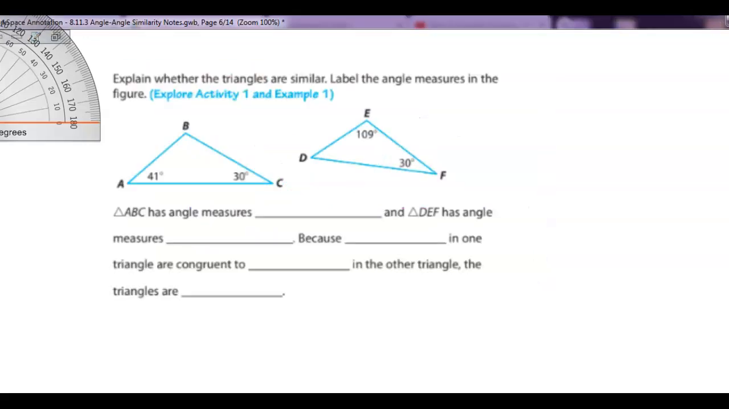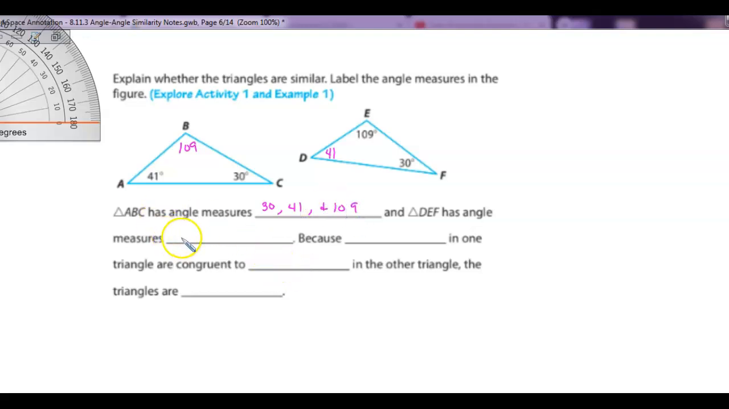Explain whether triangles are similar and label the angle measures in the figure. So we have triangle ABC. So we have angle A is 41, angle C is 30. And we don't know what B is. And then on DEF we have 109 and we have 30. So we need to know, do I have two sets of congruent angles? All right, so angle ABC has angle measures of 41, 30, and 109. So 30, 41, and 109.